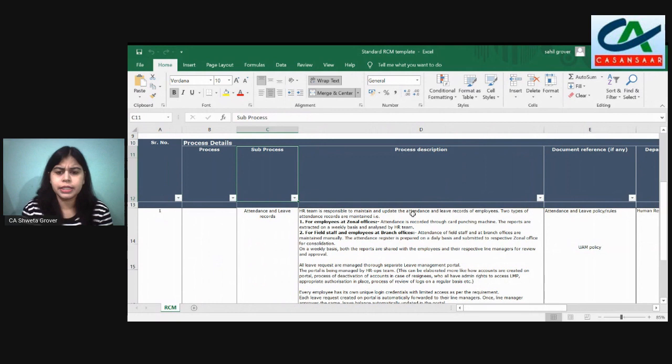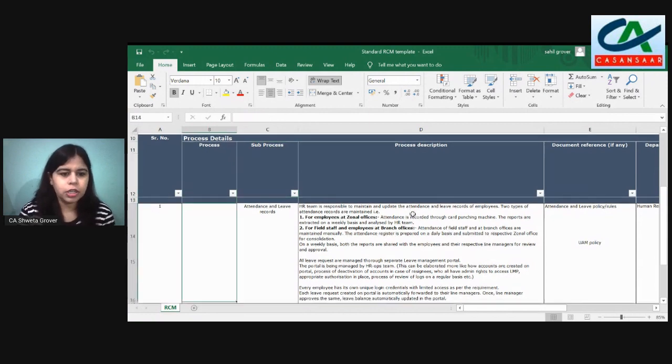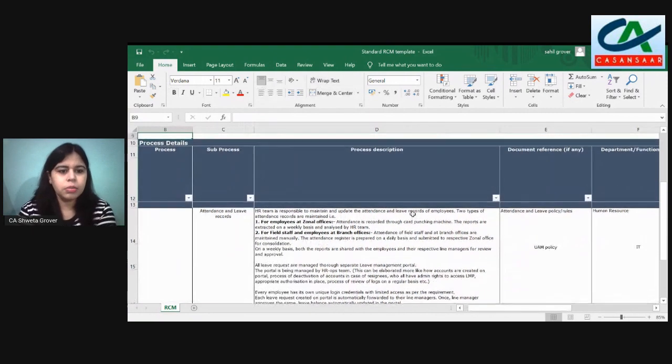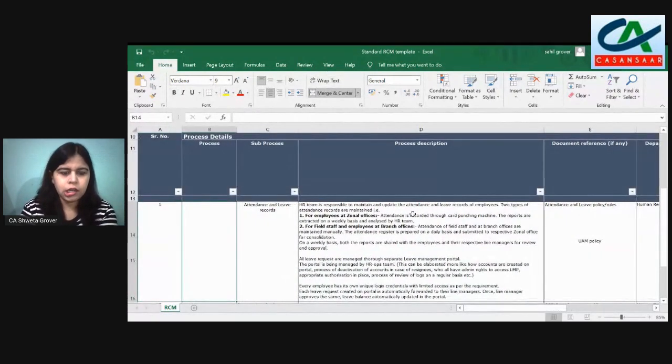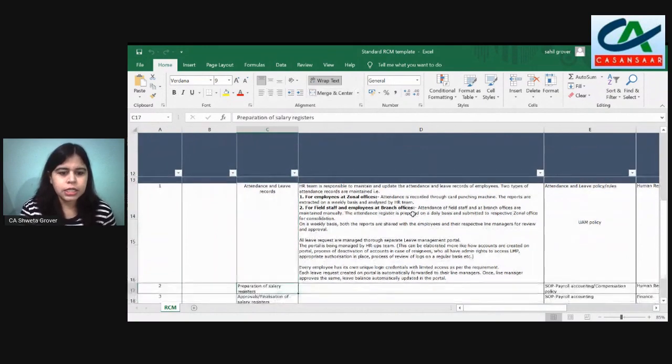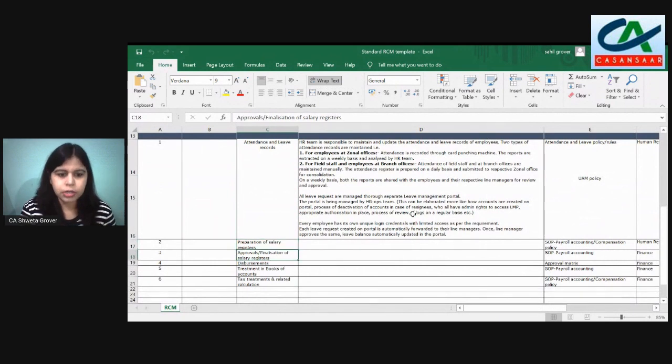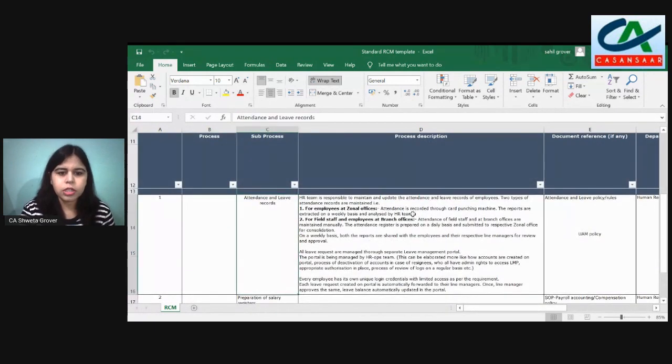Since I have taken the example of payroll management, the process will be payroll itself, so I have not mentioned anything separately here. The sub process would be attendance and leave records. First will be this. Second will be preparation of salary registers. Third will be approvals and finalization of the salary register. Fourth will be disbursement. Fifth is treatment in books of accounts. And sixth is tax treatment and related calculation. So this is how I have divided the process into sub processes.